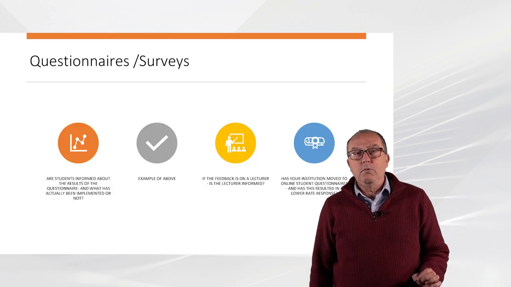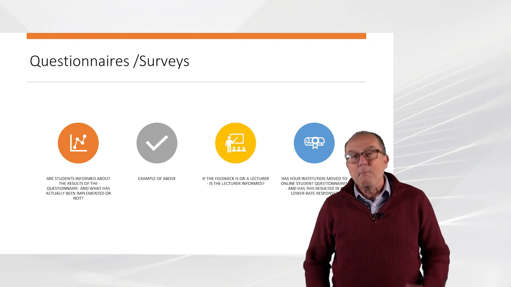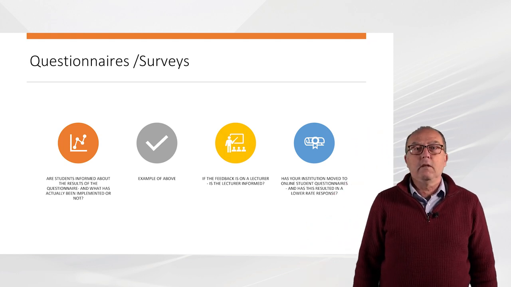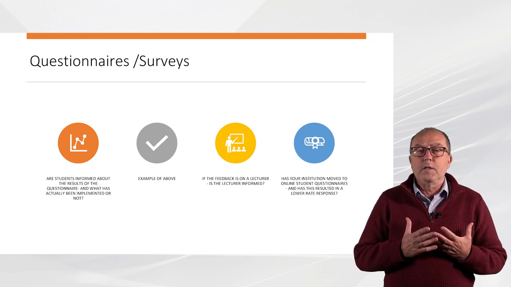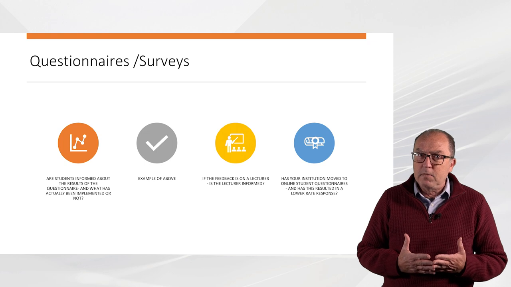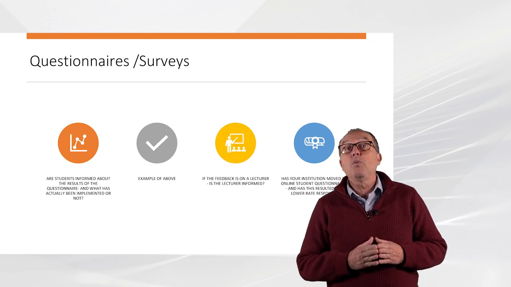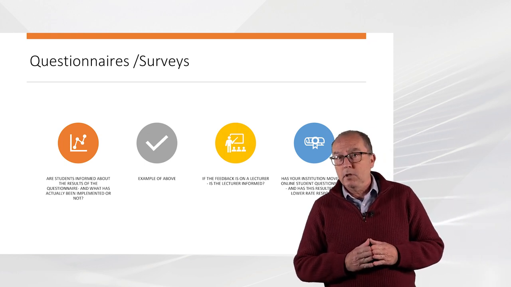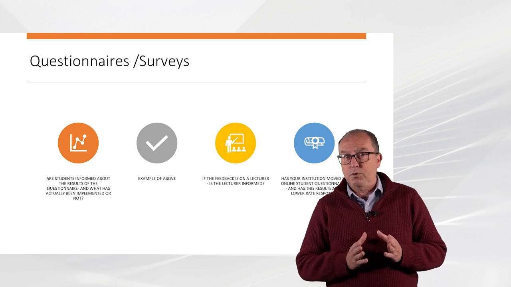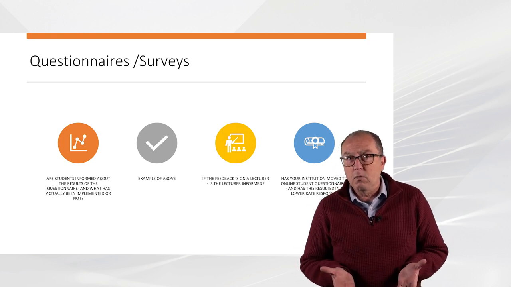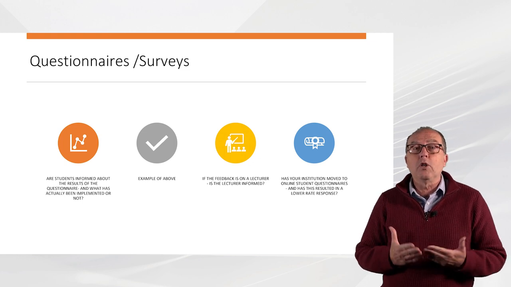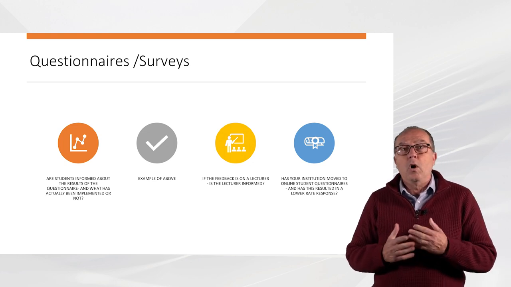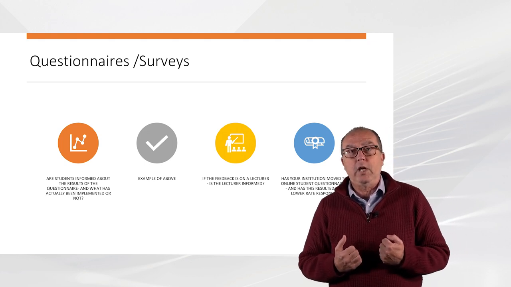Now, all institutions use questionnaires and surveys amongst other ways of getting feedback. But when you do this with regards to students, are the students being informed about the results? And in what way are they being informed? Through emails, through social media, through a video? Think of the examples of good practice you have. And if you would like to better your action on this type of feedback, how you communicate it back.